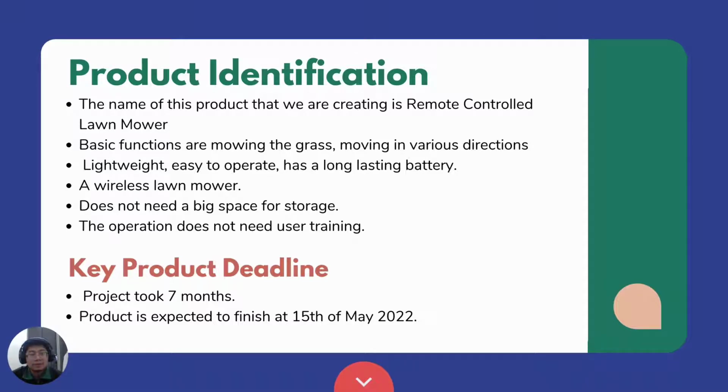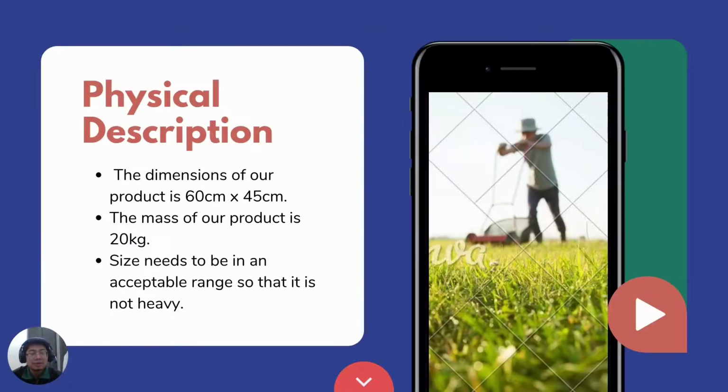Basic functions are mowing the grass and moving in various directions, which is to be expected from a lawnmower. Plus, our lawnmower is lightweight, easy to operate, and has a long-lasting battery. Also, our lawnmower is wireless, does not need a big space for storage, and does not need user training. Then is the key product deadline. The project took 7 months and is expected to finish on the 15th of May 2022.